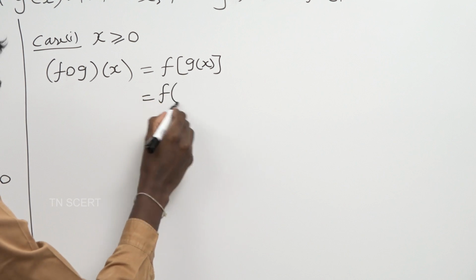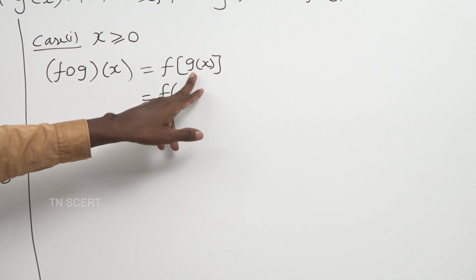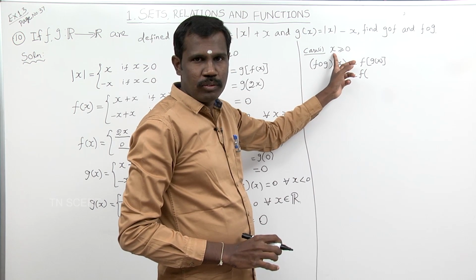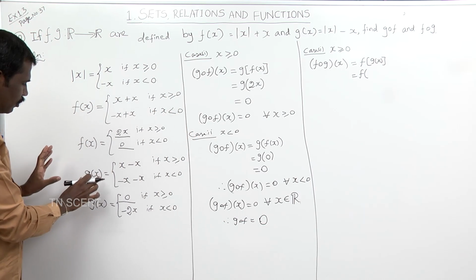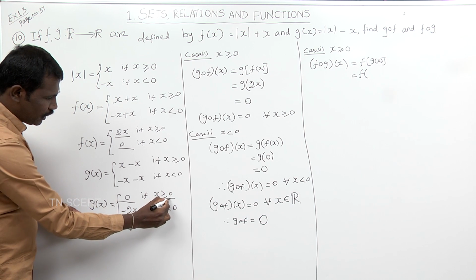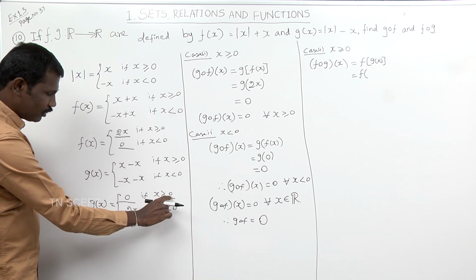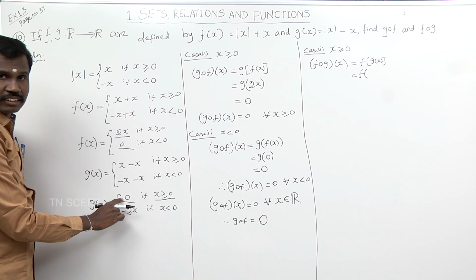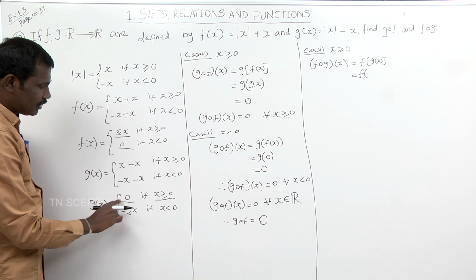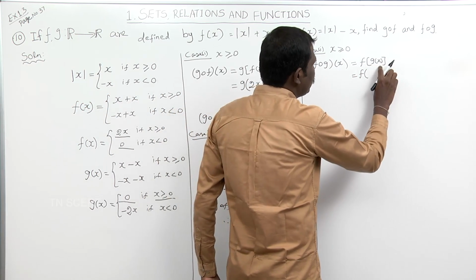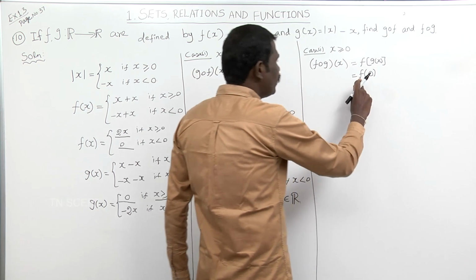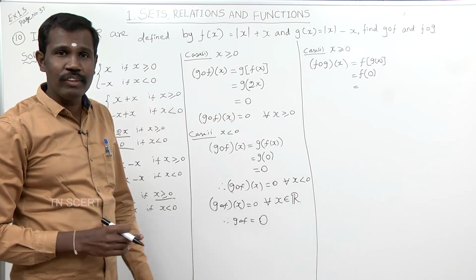This is equal to f of g of x. Now, what is the value of g of x when x is non-negative? When x is greater than or equal to 0, the value of g of x is 0. So, in the place of g of x, we have to substitute 0. Now, what is the value of f of 0?